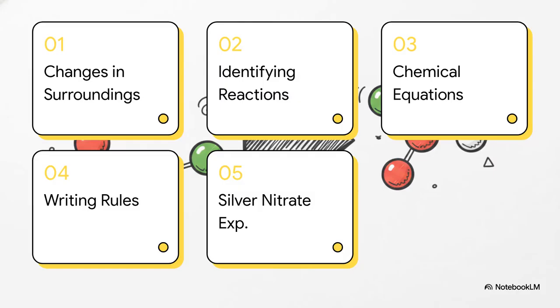Quickly looking at our agenda for today's explainer, we will start with the basic changes happening in our surroundings. Figure out how to actually identify a chemical reaction. Define what a chemical equation is. Learn the 6 strict rules for writing them. And finally, look at the classic silver nitrate experiment.